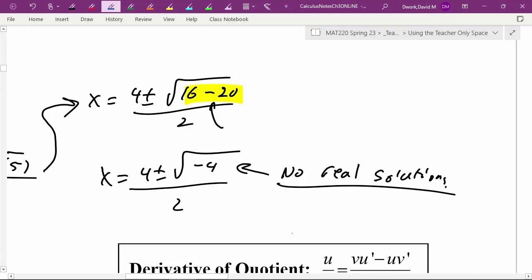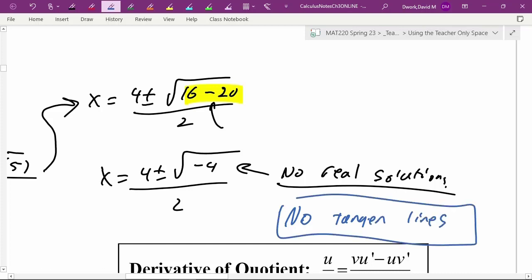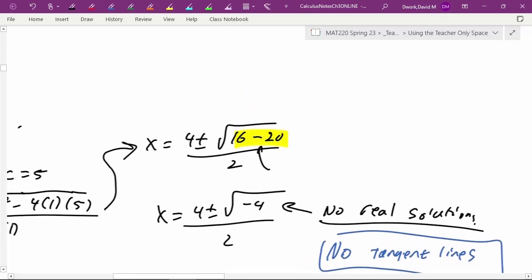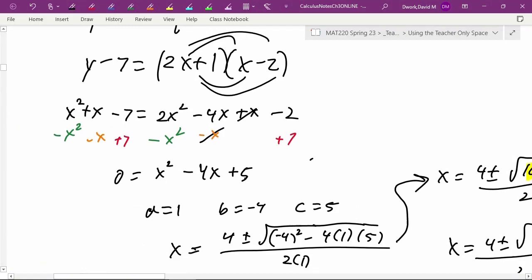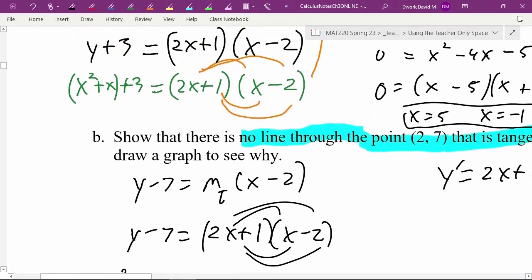So therefore, what does that mean as far as the lines that are tangent to the curve that pass through that point? That means there are no tangent lines, or no solutions. Okay, all right, so hopefully that makes sense. What is the big idea? What is the big takeaway? Go ahead and recap that for yourself.